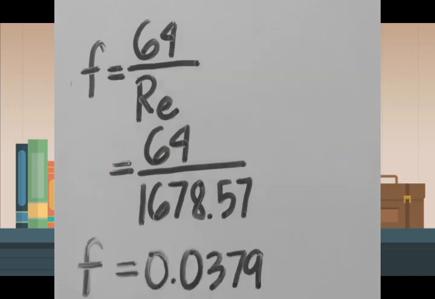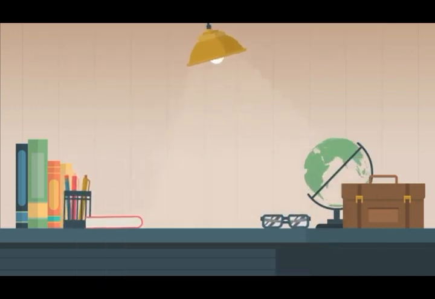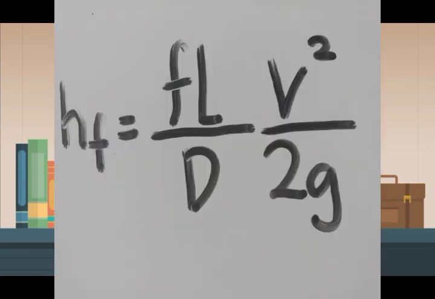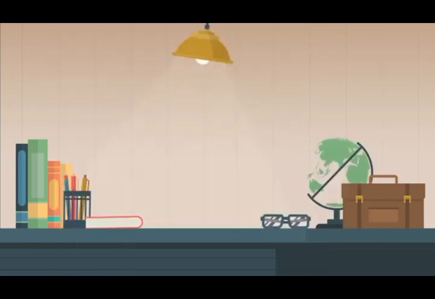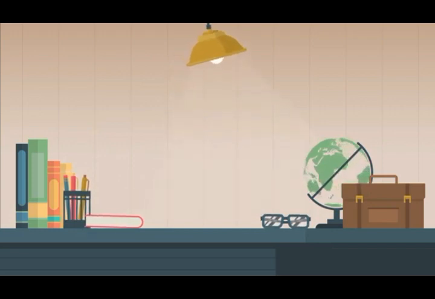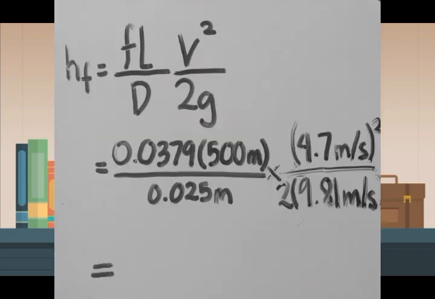0.0379. Now as we can see, we already have completed the values needed for our first equation. But remember that gravity is equal to 9.81 meter per second squared. Now what we should do is substitute and solve.